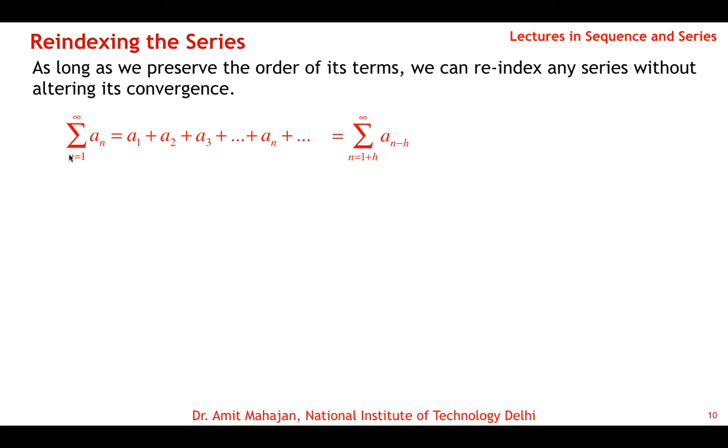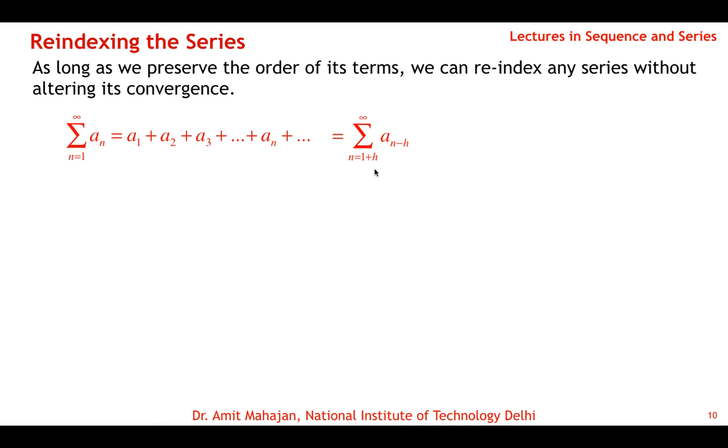So here n will be n minus h, so take h to the other side, it will be n is equal to 1 plus h. So we have just reindexed the starting position n as 1 plus h to infinity. But if you plug in n as 1 plus h, 2 plus h, 3 plus h and so on here, it will give us the same series. So it is possible to reindex any series to a raised starting value.